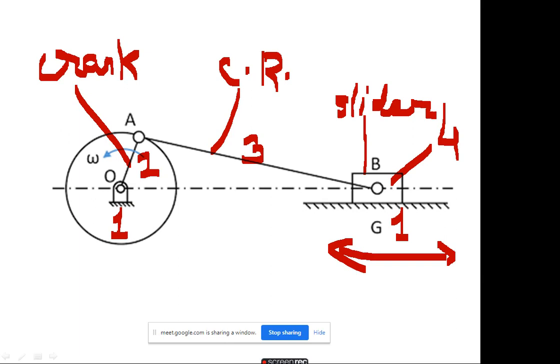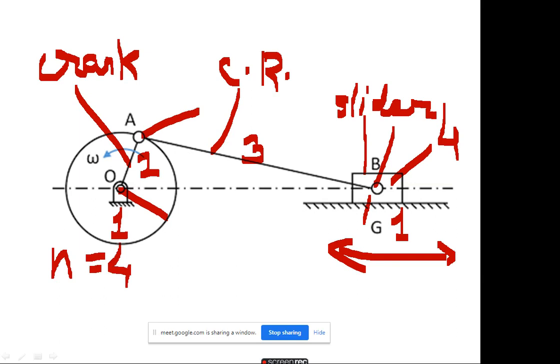Here there are no higher pairs, so again there are lower pairs only, and you have to count the number of joints. How many joints are there? This is one joint, this is another joint, the second one, and this is another joint, and from this surface to the other there is another joint. So same as the 4-bar mechanism, n is equal to 4. In the 4-bar mechanism 4 links are there, and in the slider crank also 4 links are there.